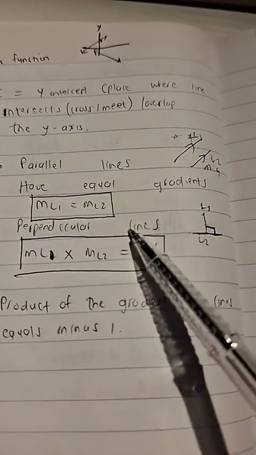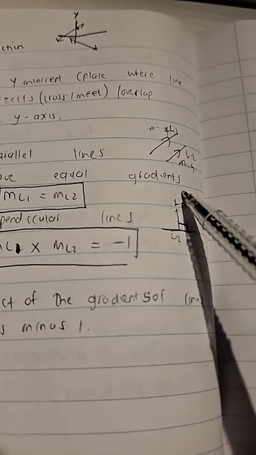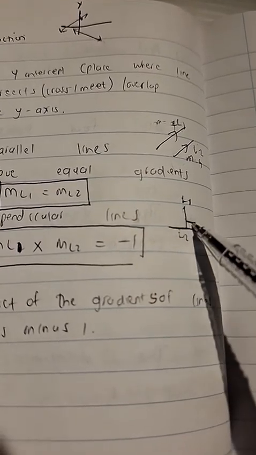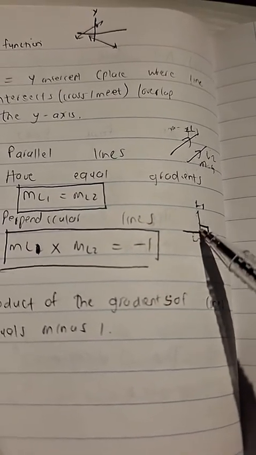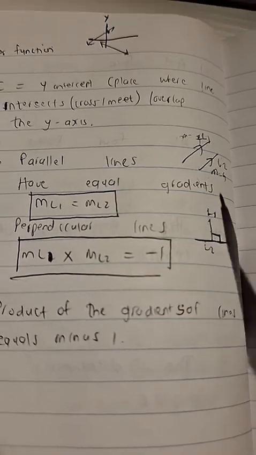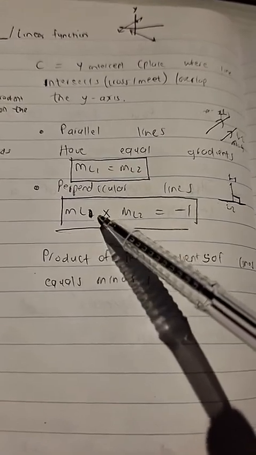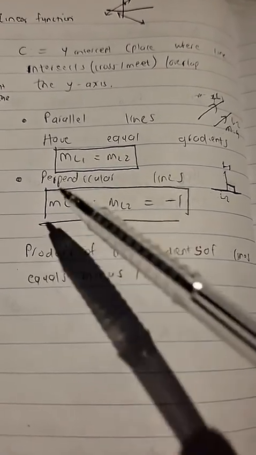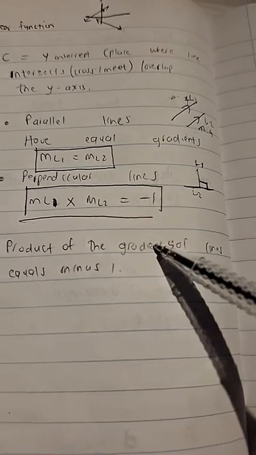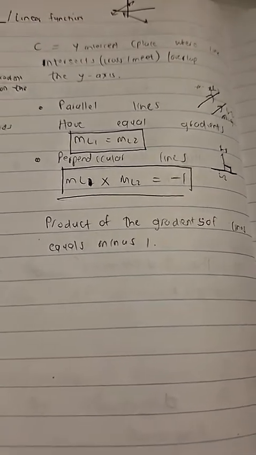But if those lines are perpendicular, what are perpendicular lines? Lines that meet at 90 degrees, where they meet, they make an angle of 90 degrees, a right angle in other words. Perpendicular lines, what do we know about them? The product of the gradients of perpendicular lines will be equal to -1.